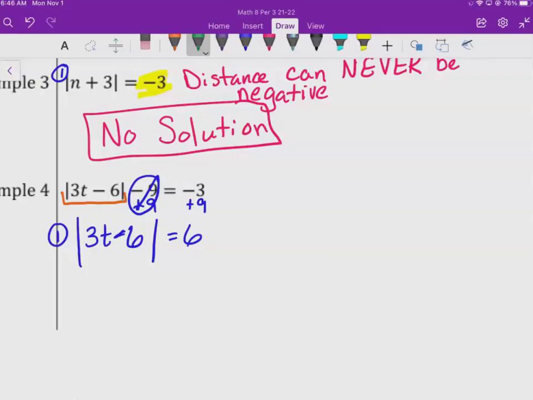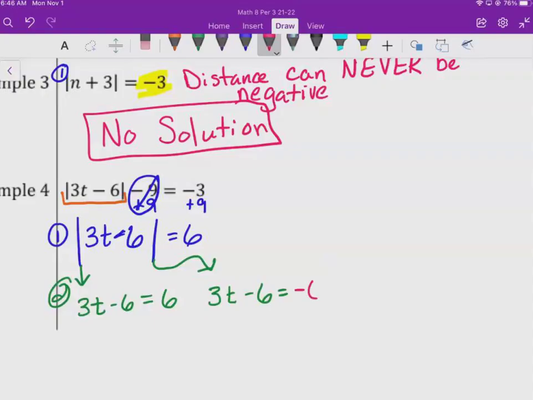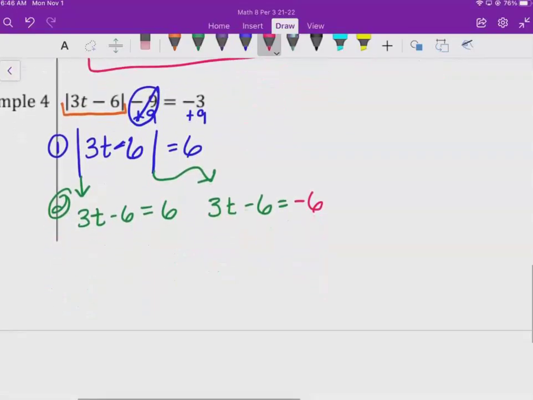Step 2, set up 2 equations. Remember, you're holding your fingers up. So 3t minus 6 equals 6. Never touch what's inside the absolute value bars. Never, never, never. So you rewrite that twice. Once is equal to positive 6. Once is equal to negative 6. Then we're just going to go through and solve.